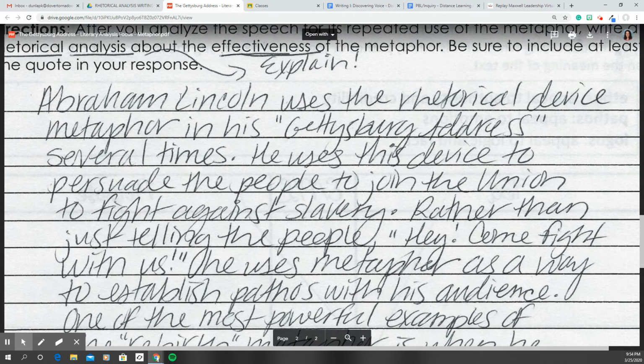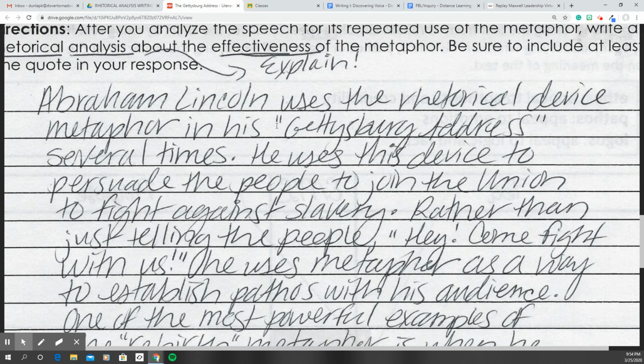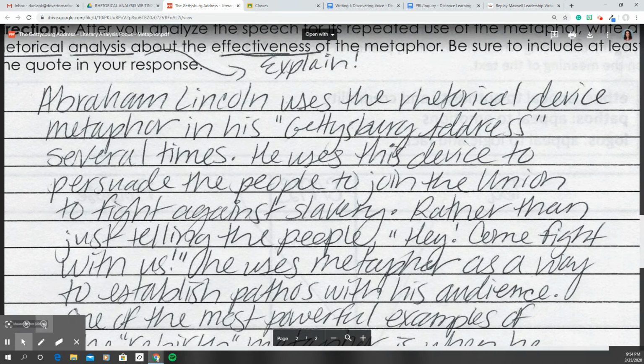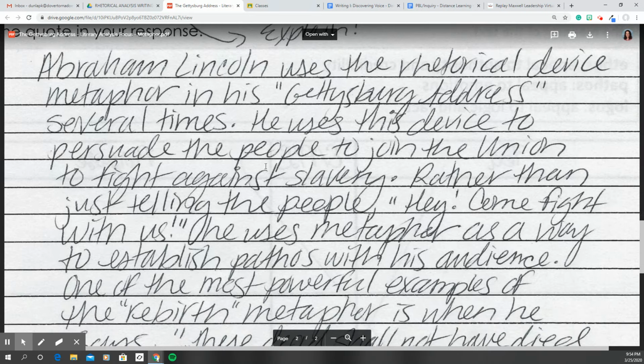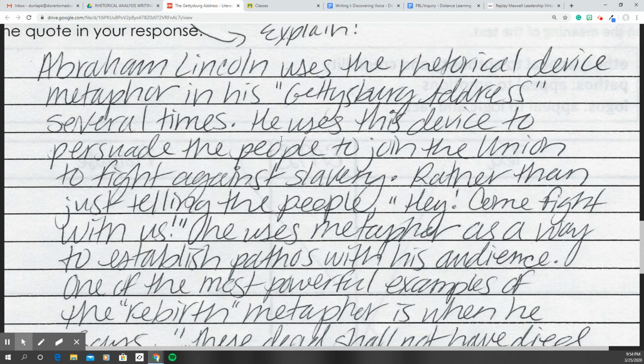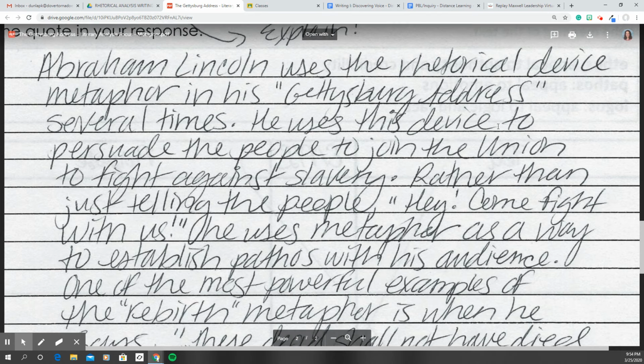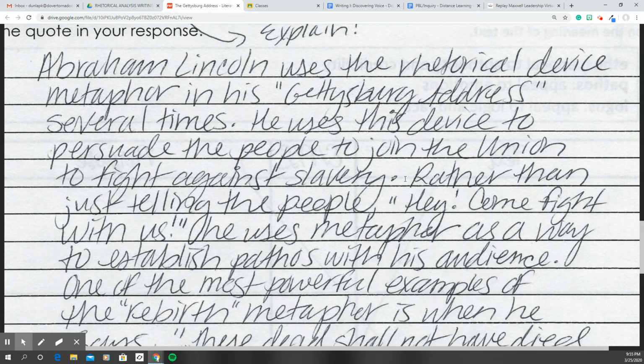So a good way to start out an intro sentence would be Abraham Lincoln uses the rhetorical device metaphor in his Gettysburg Address several times, okay? Go ahead and pause the video and copy that down. Another consecutive sentence to use would be he uses this device. Okay, you're kind of saying the why now. He uses this device to persuade the people to join the Union to fight against slavery. Go ahead and pause the video now and copy that sentence down.